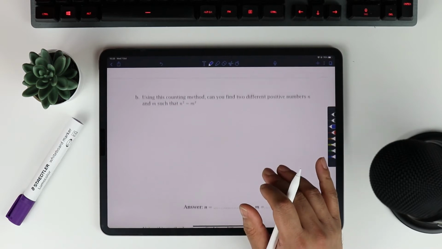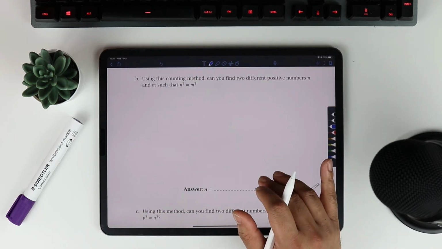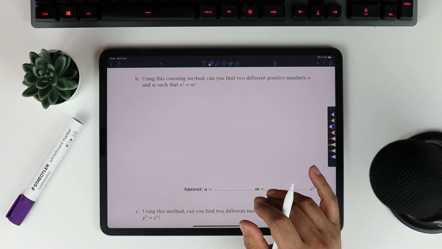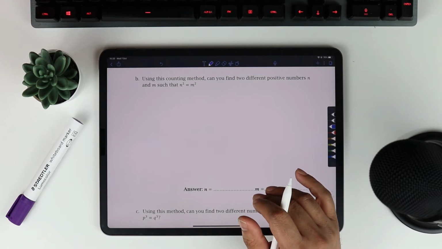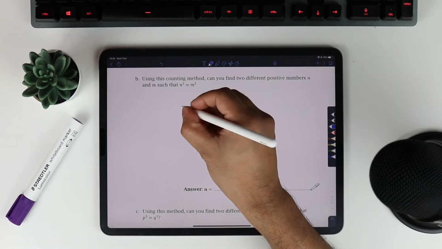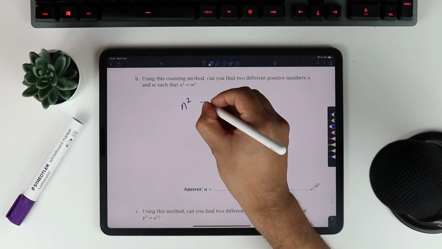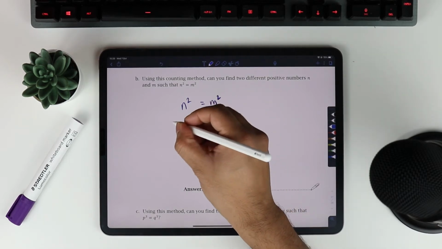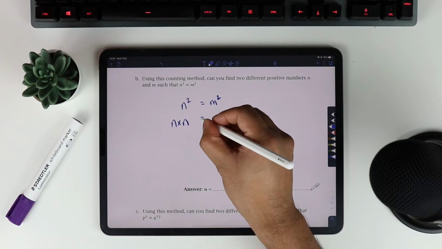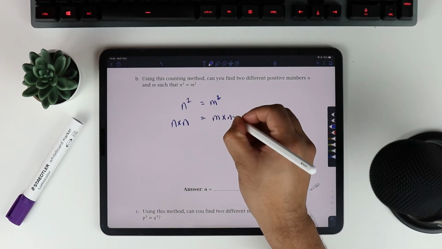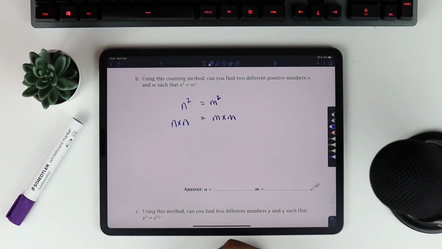Question B, though, says, using the counting method, can you find 2 different positive numbers, n and m, such that n squared is equal to m squared? So this just means n times n is equal to m times m, right? So we can try that out a few times.